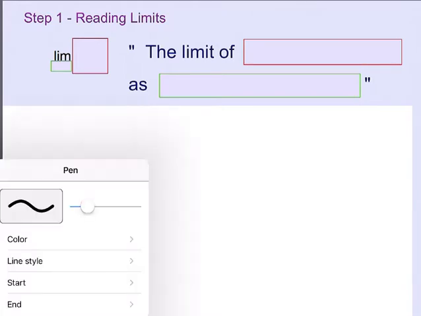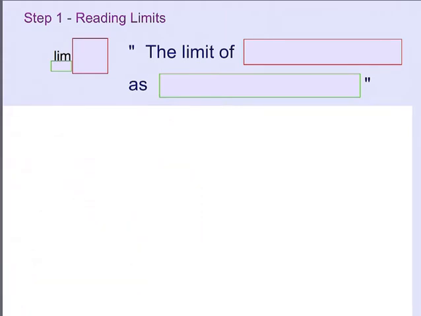The part that's in the red box here is a function. So this would be the limit of some function. Now, that function can be written as a function like f of x by name. It can be written as an expression like x squared over x minus 5, something like that. You can see those are the two different things you can see in that space there.